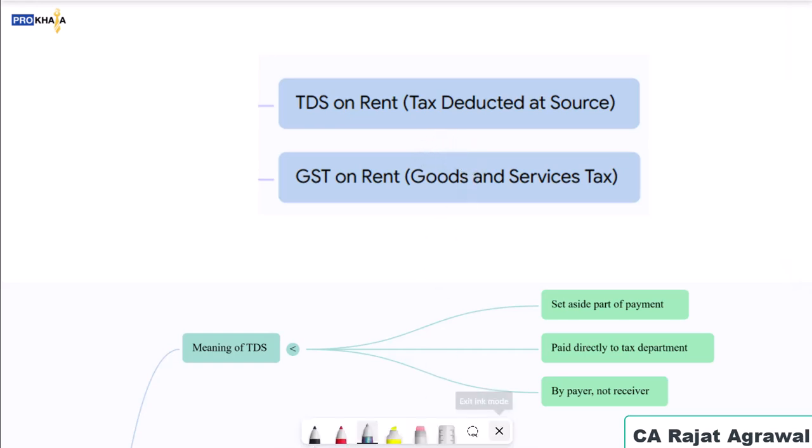Today, we're talking about something that affects many of us: rent. Whether you're paying it or receiving it, there are tax rules involved. Now, you might have heard about something called TDS on rent. Sounds complicated, right? Let's break it down.